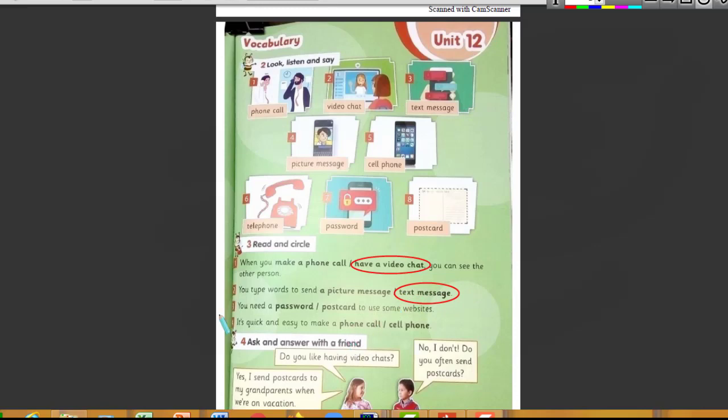Number 3. You need a password or postcard to use some websites. You need what? Yes, you need a password. Number 4. It's quick and easy to make a phone call or a cell phone. I think it's easy and quick to make a cell phone.